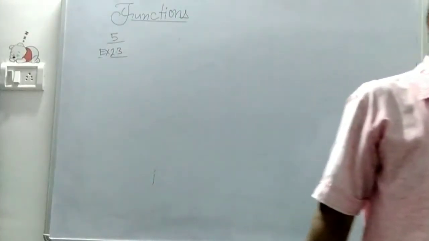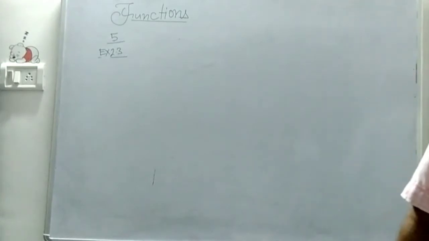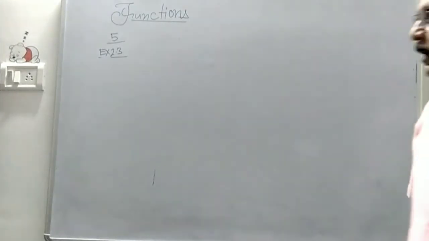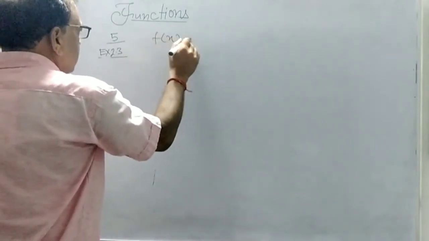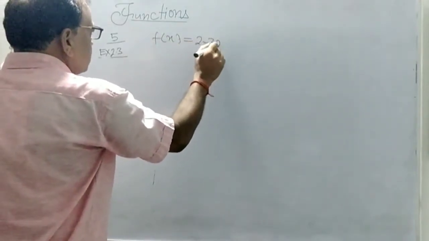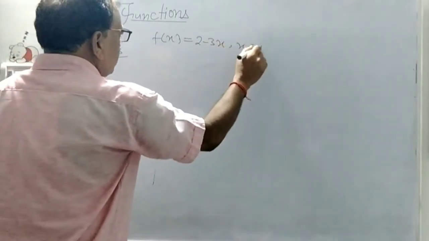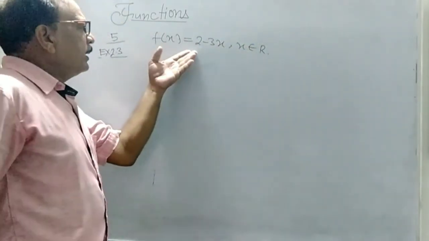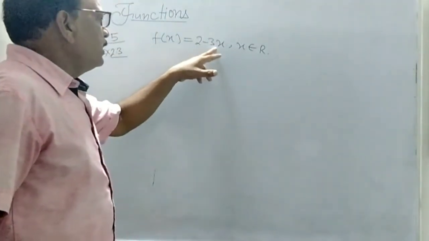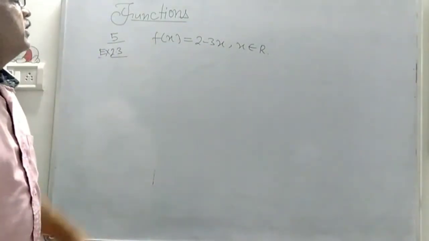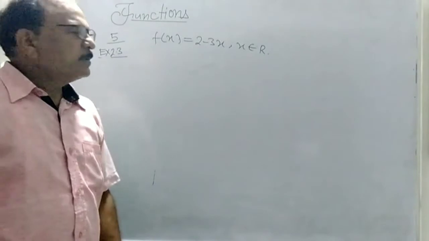In question number 5, it is given f(x) equal to 2 minus 3x, x belongs to R. Find the range of the function. To find the range of this function, the domain is R. The range of this function is what?